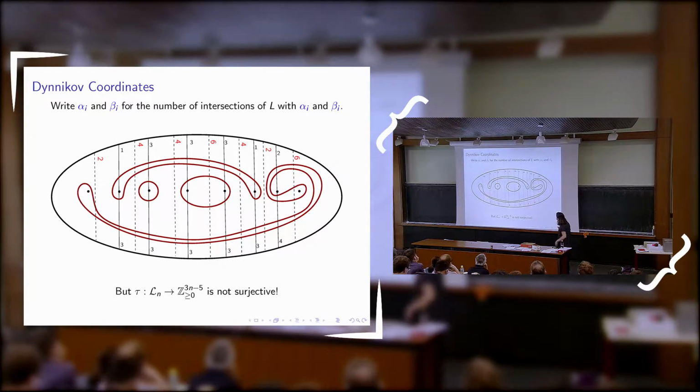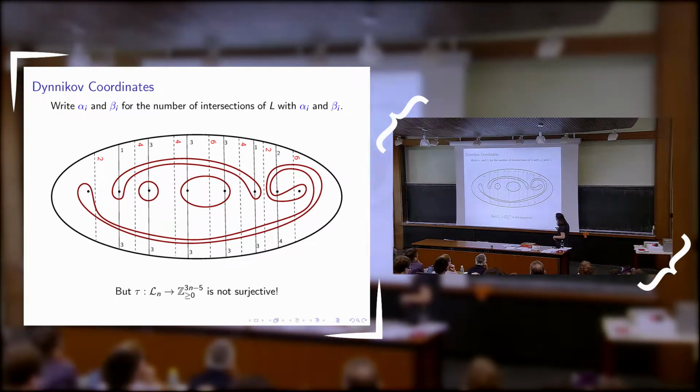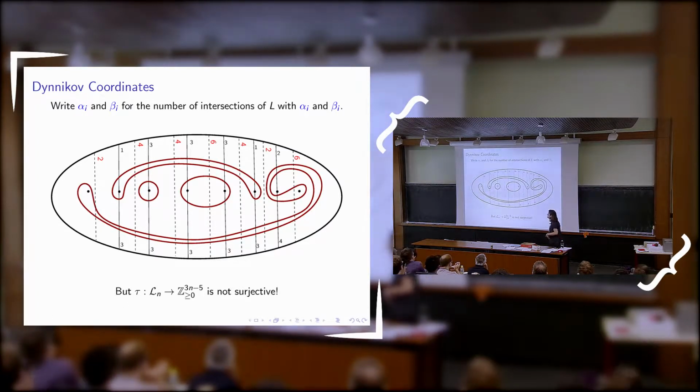In this particular example, the number of intersections of the minimal representative of a curve system is given by 2, 1, 3, 4, 3, 3, etc. And this curve system has this non-essential curve. So this triangle coordinate function is an injection, but it's not surjective.